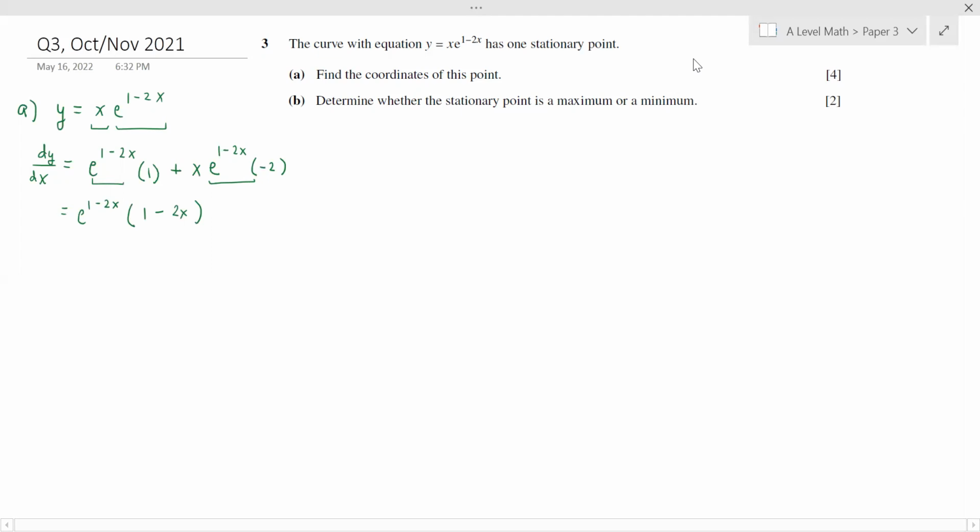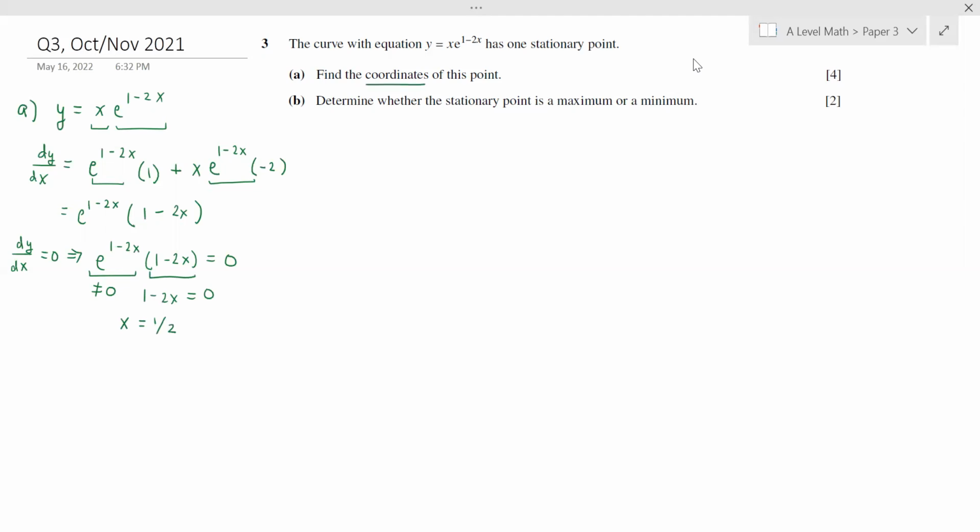A critical point occurs when dy dx is 0. We set dy dx to 0. This implies that e to the 1 minus 2x times 1 minus 2x must be 0. Since e to anything cannot be 0, then 1 minus 2x must be 0. And isolating x, we have x equals 1 over 2.